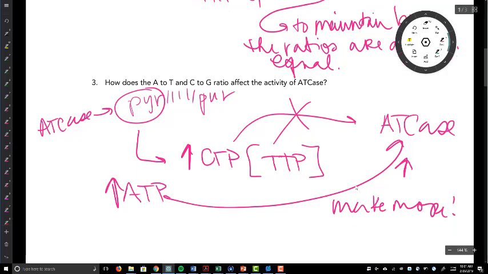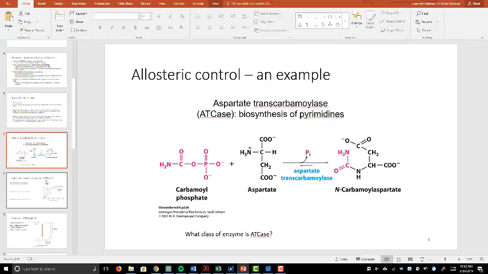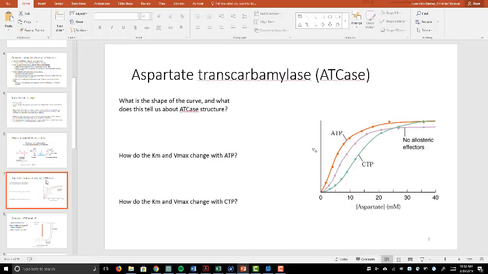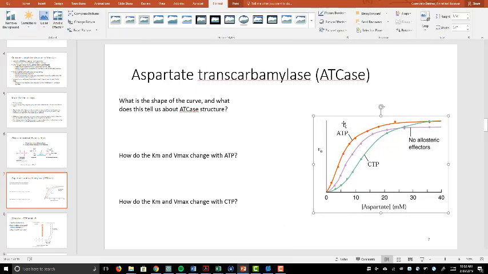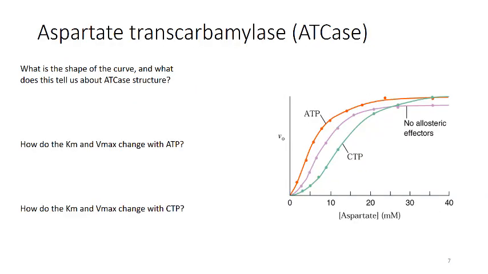Okay. And then I was going to say, I talked about this in the video and the supplemental video for ATCase, which you should check out. But one of the things I think was a little unclear from the regulation lecture is how altering the Km of the enzyme can have an effect on the velocity or the production of a reaction. And so our Vmax, let's look at this plot of ATCase activity. The Vmax is about up here.